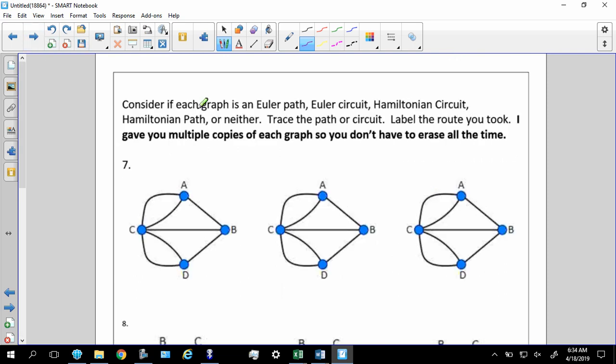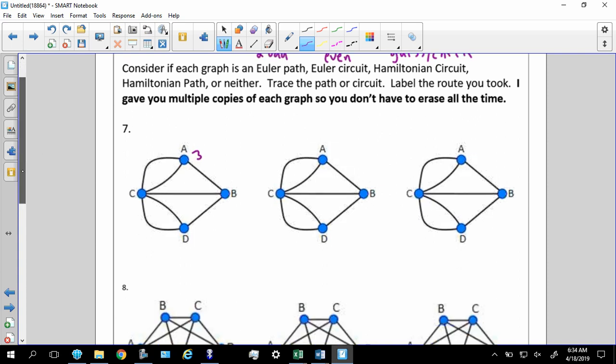All right. So consider each graph as an Euler path, Euler circuit, and so on. Remember, an Euler path has to have exactly 2 odd vertices. Anything Hamiltonian is a guess and check. So what we have here is A. That is a degree of 3. So this obviously cannot be an Euler.